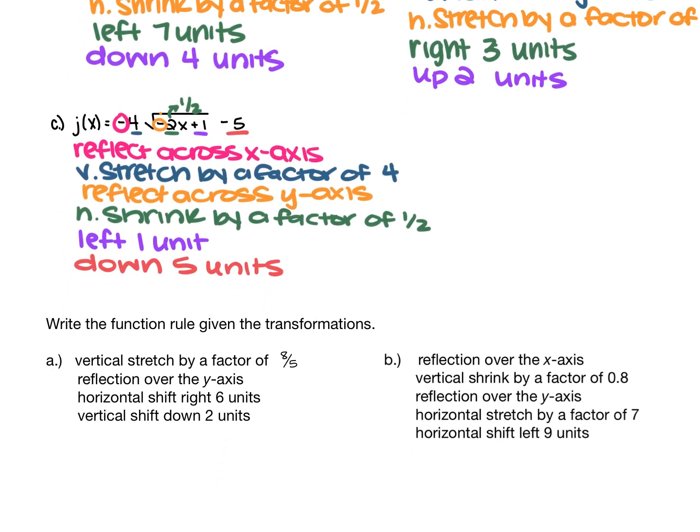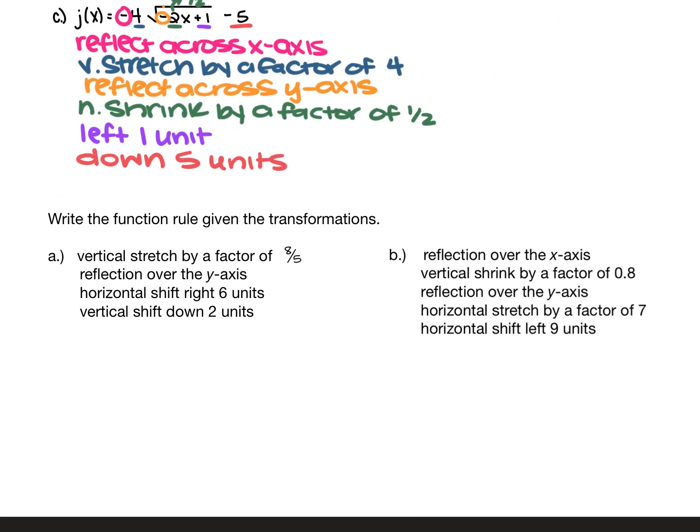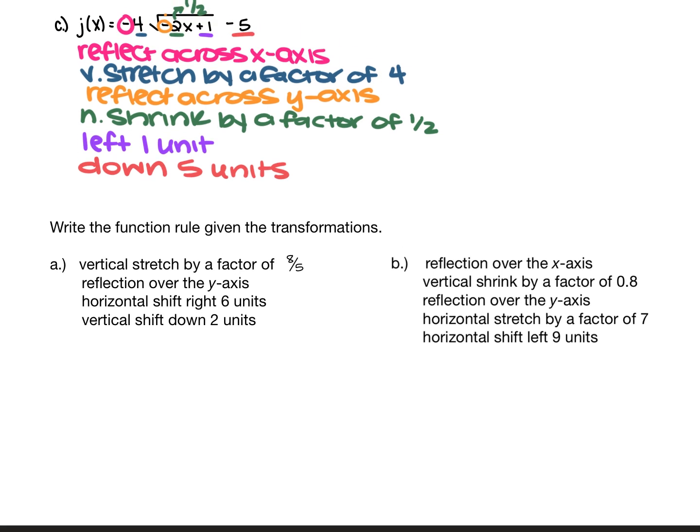For your last set of examples, you are writing the function rule given the transformations. With these, it does not give you a parent function, so we are going to use the parent function f of x is equal to the absolute value of x. Okay, so we're going to start with the absolute value of x for both of these.